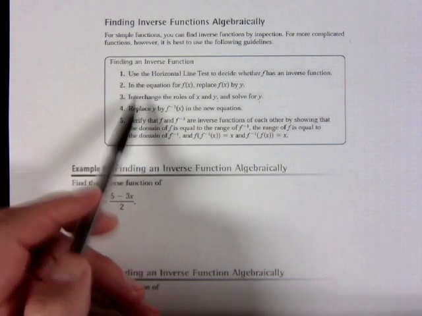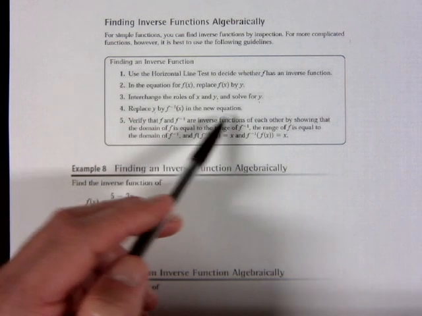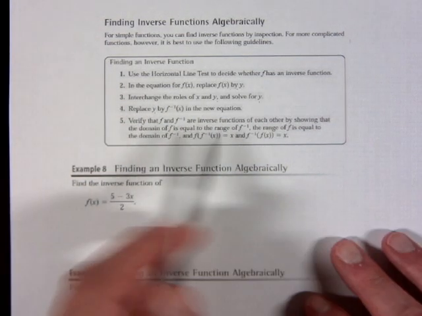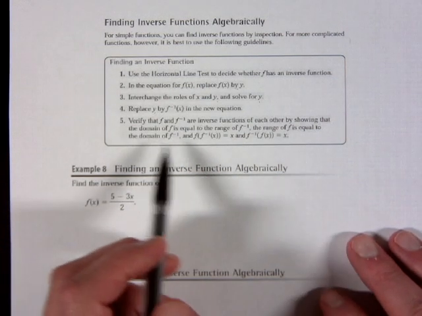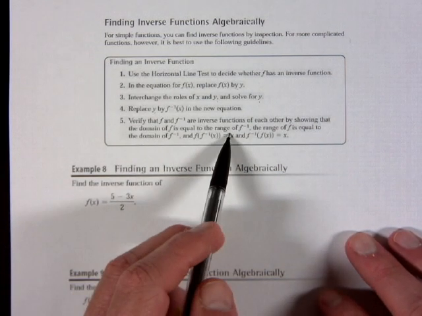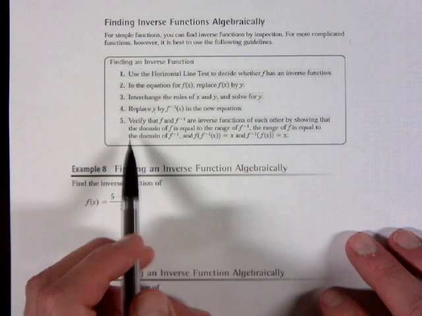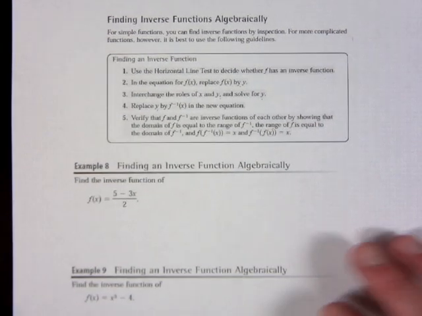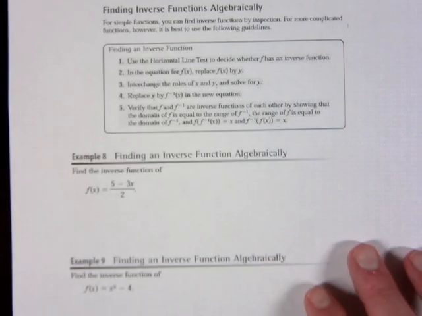Then you can replace that new y with f inverse in the new equation, and then you can verify that these are inverse functions of each other by showing that the domain is equal to the range of the other, and the range is equal to the domain of the other, and so on. All right? So how do we find the inverse of a function algebraically?